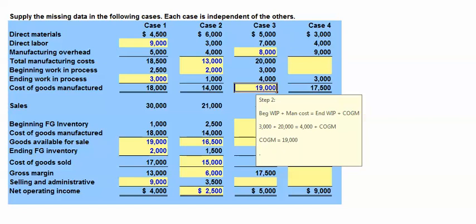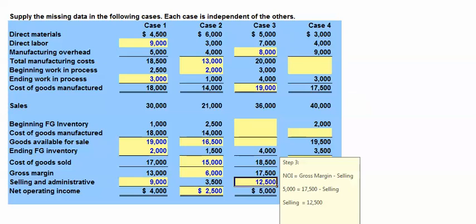Let's move on for step 3, which doesn't have to be our step 3, but let's go ahead and solve for our selling and administrative expenses. This is simply the difference between our $17,500 gross margin and our $5,000 net operating income. Our selling and admin expenses are $12,500.